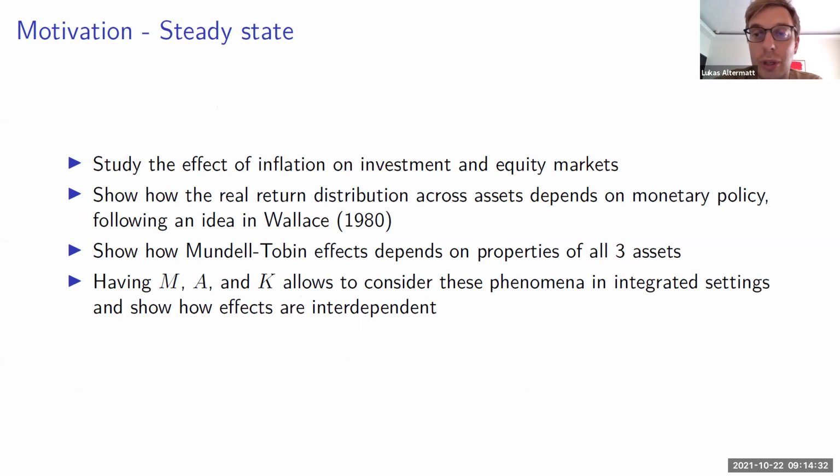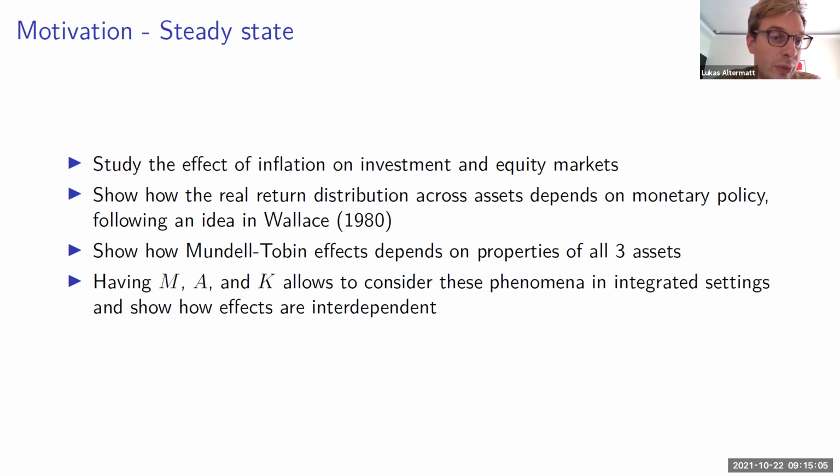So in the model, we have a non-degenerate return distribution across all these assets, and we can show how these real returns depend on monetary policy, which follows an IDN-Wallace. In general, higher inflation will, of course, lower the return on money, but it might also lower returns on other assets. We can study things like the Mundell-Tobin effect, and we show that it actually depends on properties of all three assets when three assets are present.